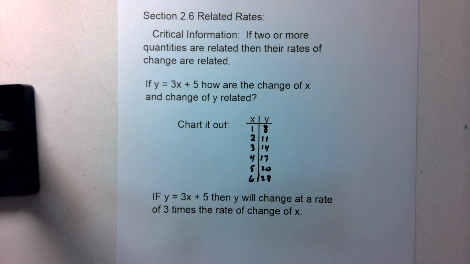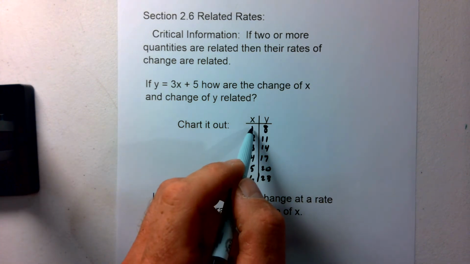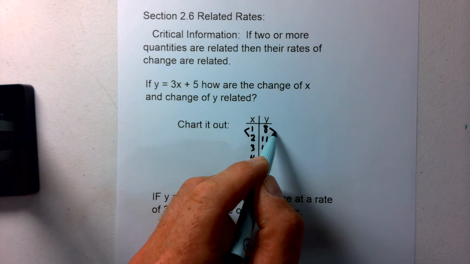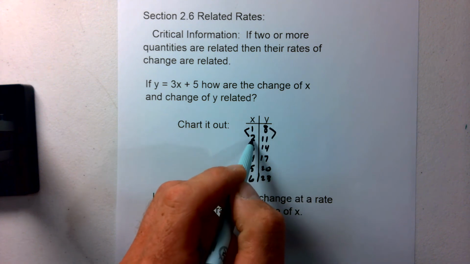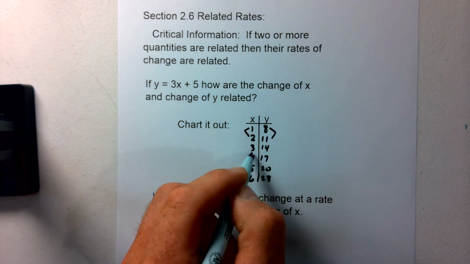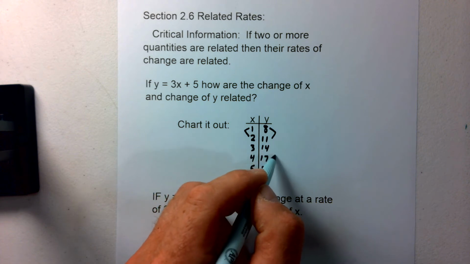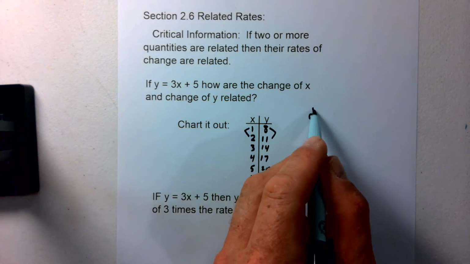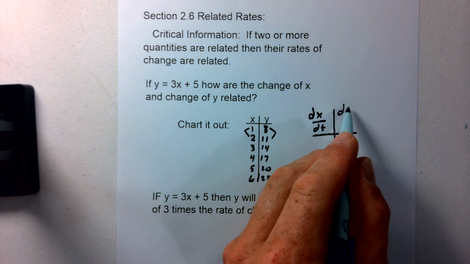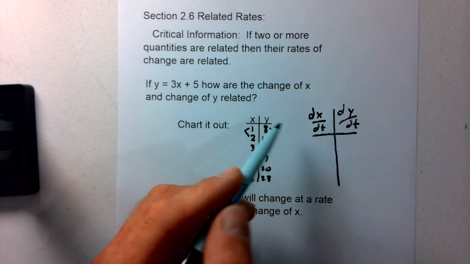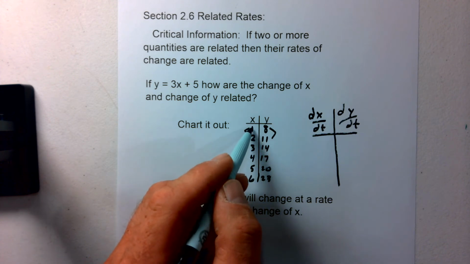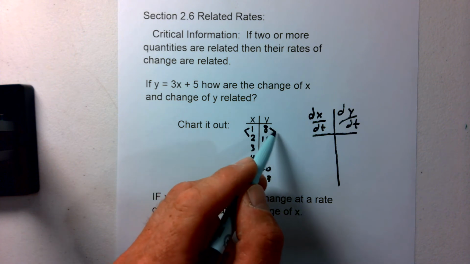Well, what we'd like to do now is see what happens as x changes. So if x were to change by 1, y changed by 3. And notice, it doesn't matter what x value we start at. If we start at 3 and go to 4, a change of 1, then y changed by 3. So we can create another chart based on time and the change in those variables. So as x changes over time, maybe 1 second, 2 seconds, 3 seconds, it doesn't matter, as x changed by 1, y changed by 3.